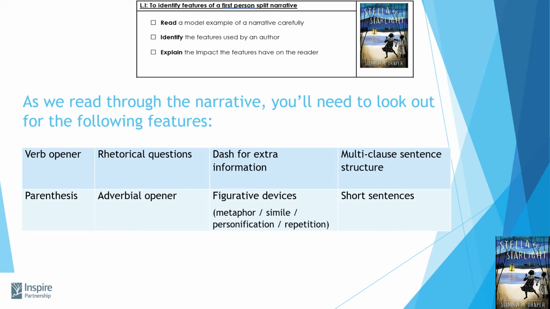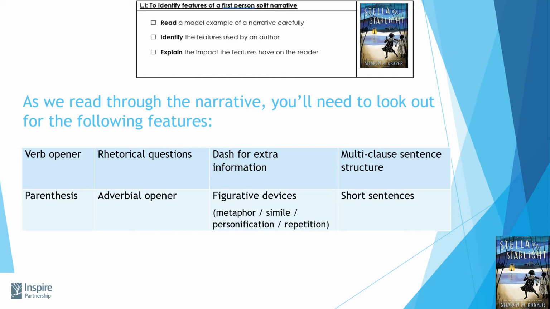Parenthesis is something slightly different to dashes for extra information. It can include dashes, but it can also be shown by use of commas, and it can also be shown by use of brackets as well. And that parenthesis provides more detail about a particular thing that's being talked about.